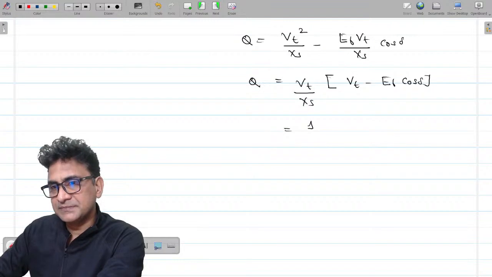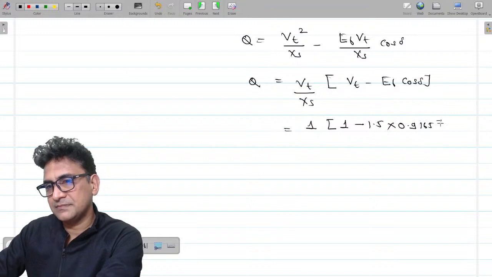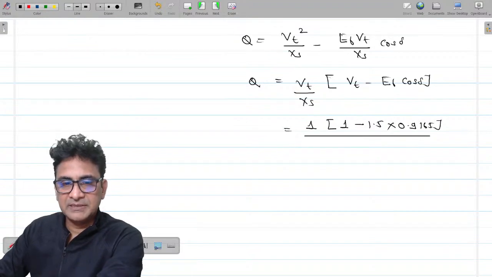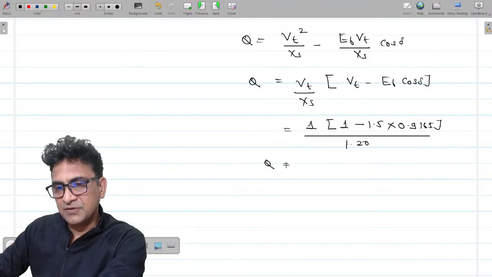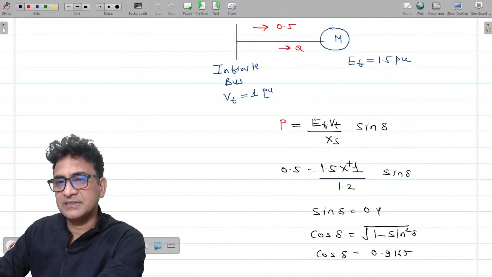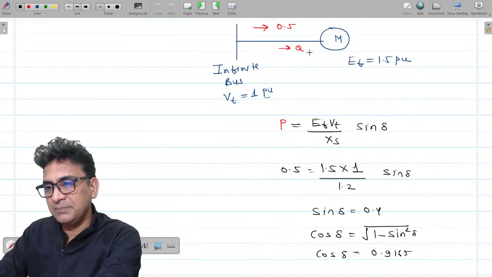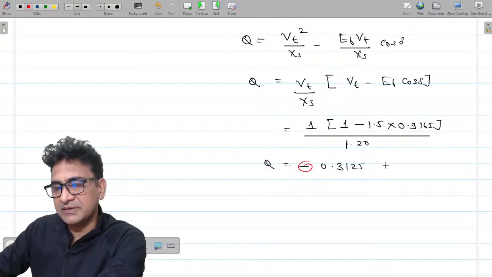Vt is 1, EF is 1.5, cos delta we just found is 0.9165, divided by XS, where XS is 1.20. If you solve, you will get minus 0.3125. It is negative. Minus means it is opposite to my reference direction. So it is not taking the reactive power. It is giving the reactive power. Negative means it is giving the reactive power.